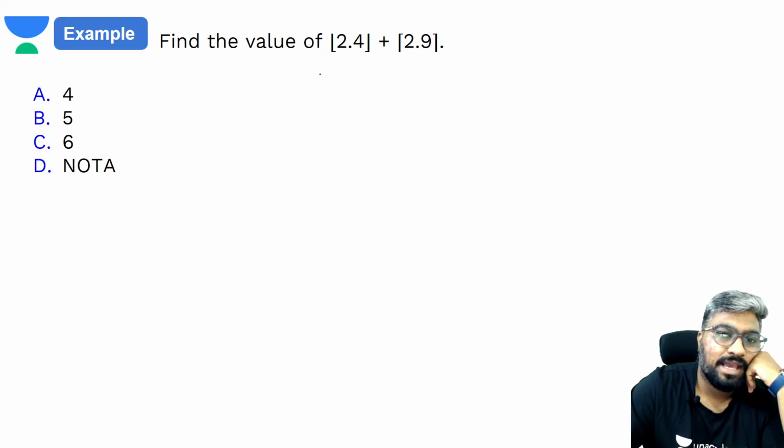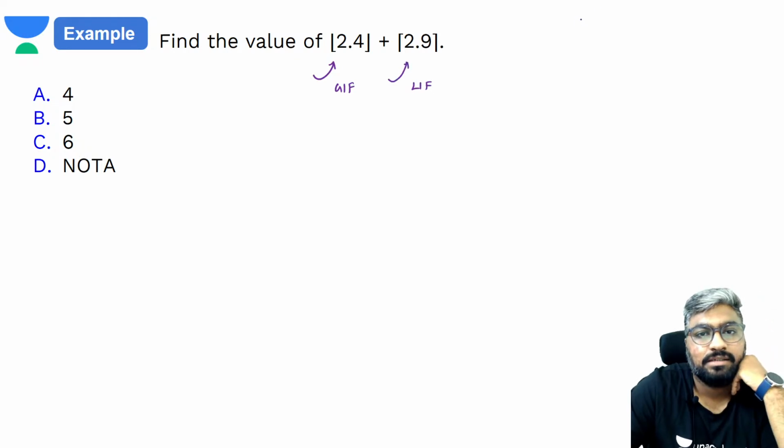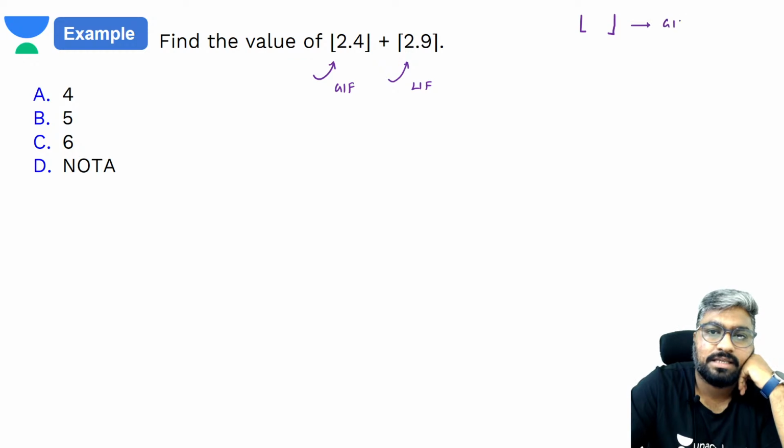Look carefully, this is the greatest integer function, this is the least integer function. Please understand, if the bars are towards the bottom, then this is the greatest integer function. If it's towards the top, then it is the least integer function. Correct?